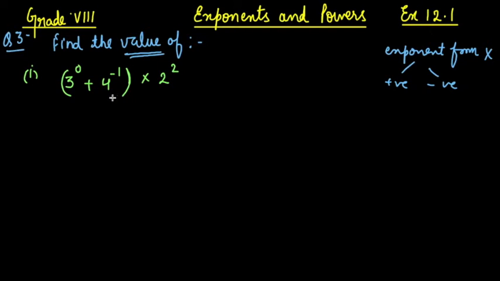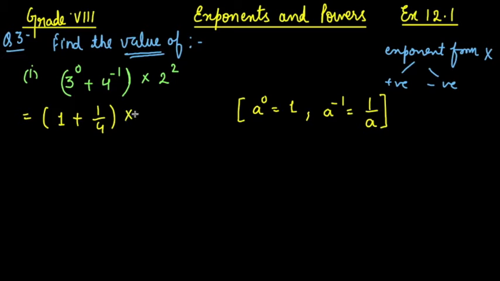As told you earlier also, we will write all the laws which we are going to use in the question. So first, 3 raised to the power 0. We know anything power 0, that's the zero property of exponent, is 1. So I can write here 1. Now 4 inverse. The second law which we have done is anything power inverse is the reciprocal of it. So I can write it as 1 upon 4, and put 2 square as it is. Now 1 plus 1 by 4, both are unlike fractions. If I take the LCM, I will get 5 by 4.